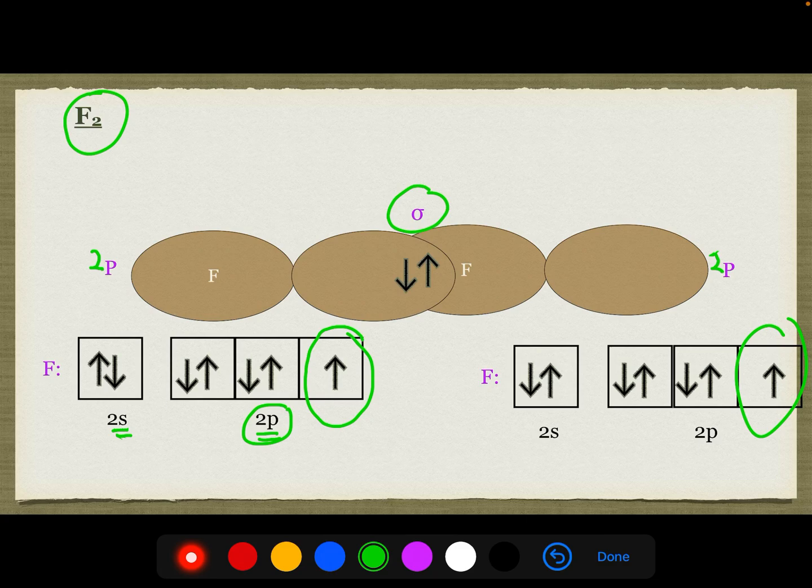So itulah contoh sigma bond yang boleh terbentuk. Nanti later saya akan sambung dengan yang memerlukan pi bond pula.